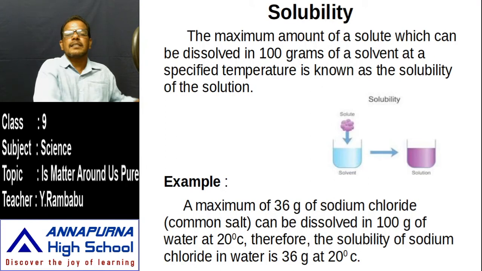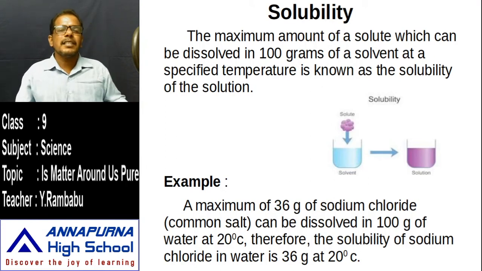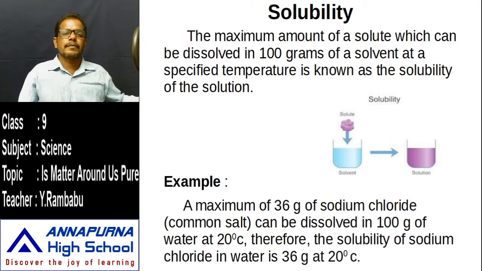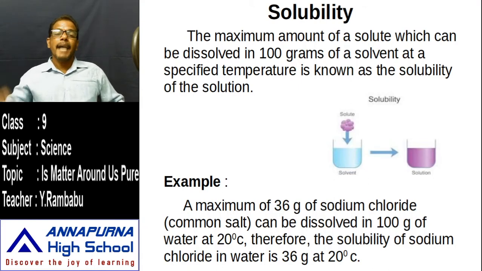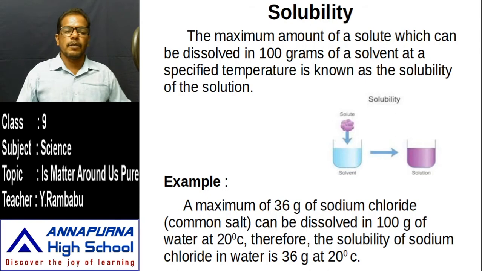Observe the difference between concentration and solubility. Concentration means the amount of solute present in unit volume of solution. But solubility means maximum. Here what we mentioned, maximum amount, not amount. The maximum amount of solute that can be dissolved in unit volume of solvent is called its solubility.